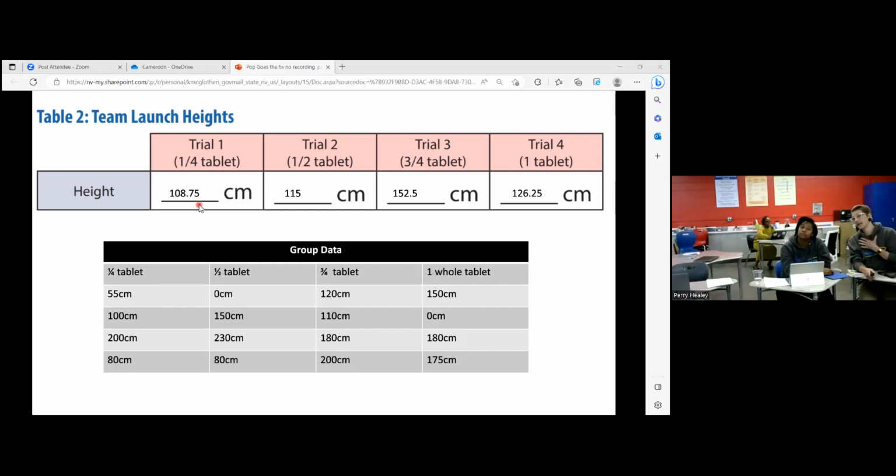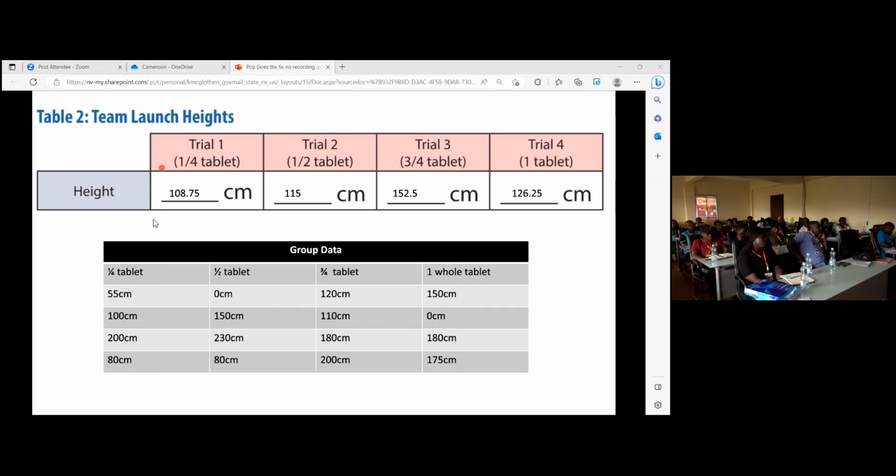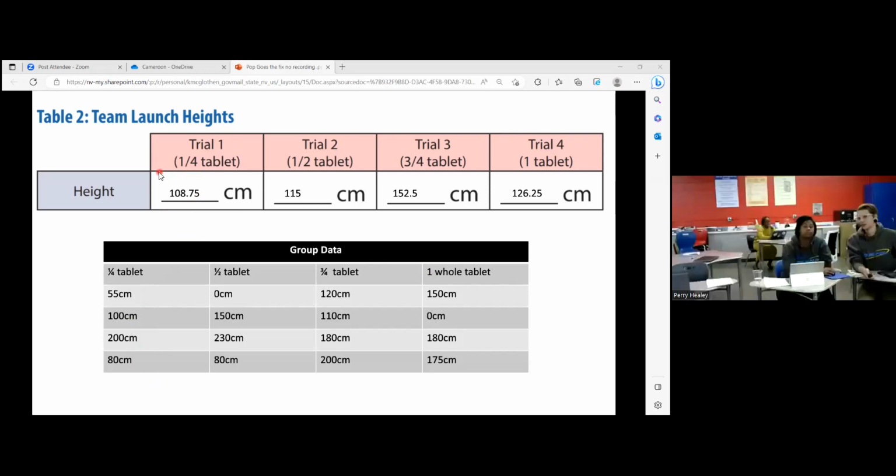So what we do as scientists is we find the average for each trial. So we add all 4 trials up and then divide it by that number of trials. So 55 plus 100 plus 200 plus 80, and then divide that by 4. And then you'll get the average, which is in the table above, 108 and 75 hundredths of a centimeter.